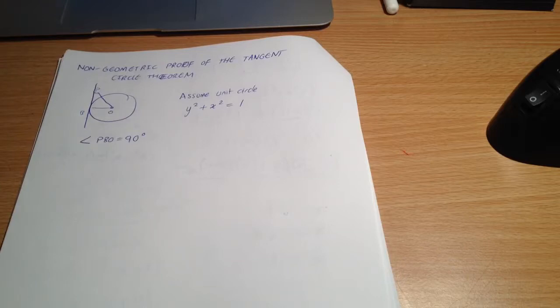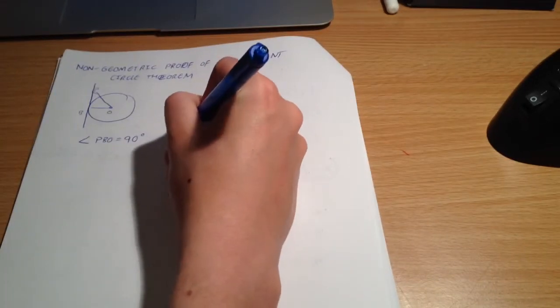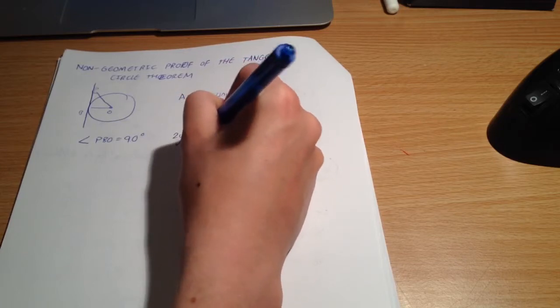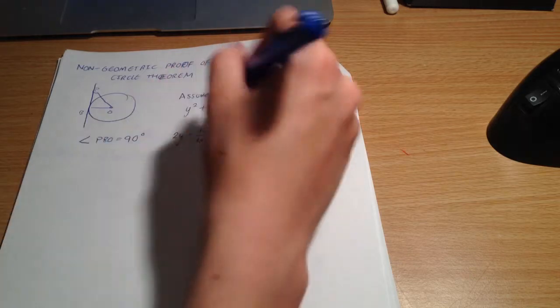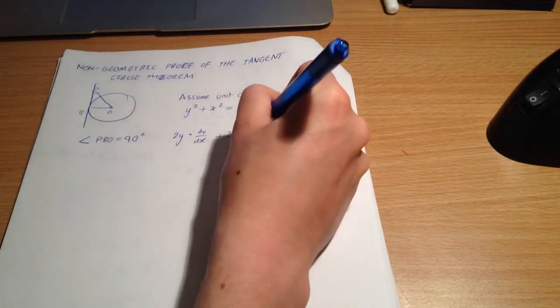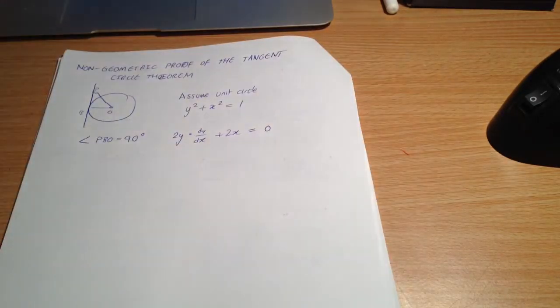So what I've got as the first step for the non-geometric proof is to assume the unit circle y squared plus x squared equals 1. What we want to do from here is implicitly differentiate it. So we end up getting 2y times dy/dx, of course using the power rule for that term and differentiating with respect to x, plus 2x equals 0, because of course the derivative of a constant is 0.